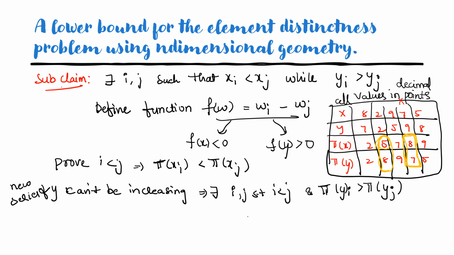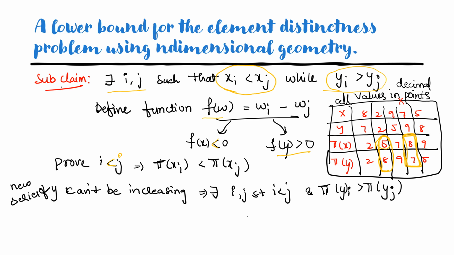So to prove claim 2, I'm taking a subclaim where there exist values i and j such that x of i is less than x of j, while y of i is greater than y of j. To show this, I'm defining a function f(w) = y minus w_j. So for f of x, the value will be less than 0 since x_i is less than x_j. For f of y, the value will be greater than 0 since y_i is greater than y of j.